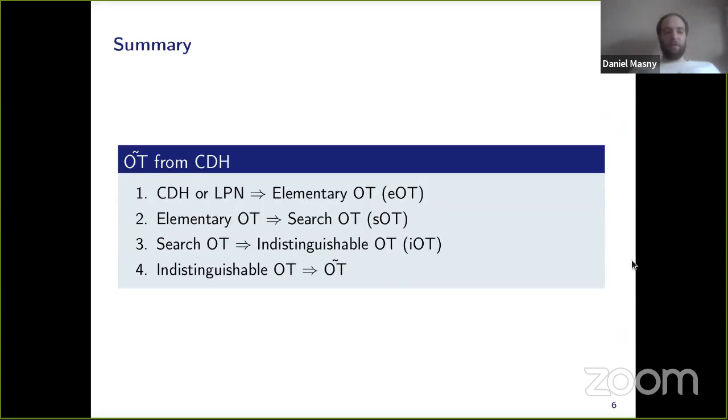So let me give you a summary. How do we get this notion of OT tilde from, for example, computational Diffie-Hellman? We first introduce a notion called elementary OT, and we show that this is implied by the CDH or LPN assumption. Then we introduce a couple of other security notions, including search OT and indistinguishability OT. We give generic transformations from elementary OT to search OT and then to indistinguishable OT. And this indistinguishable OT is sufficient to construct this notion of OT tilde.